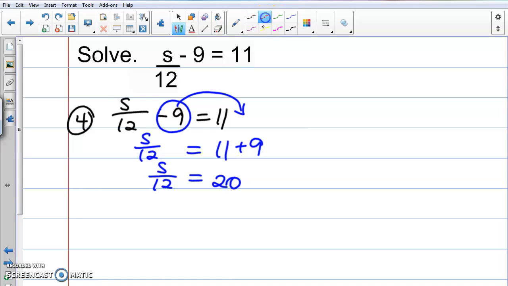Alright, we have to remember again that that fraction bar means it's division, so it's being divided. So if s is being divided by 12, we need to multiply both sides by 12. So when we multiply by 12 and we divide by 12, they cancel, and we're left with just s equals 12 times 20 is 240, and we're all good.